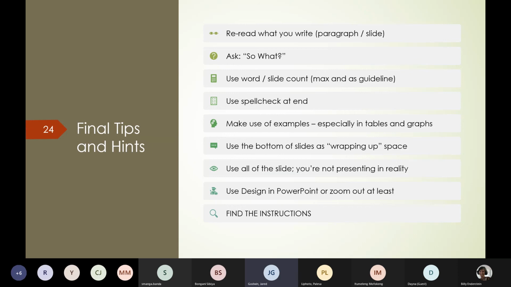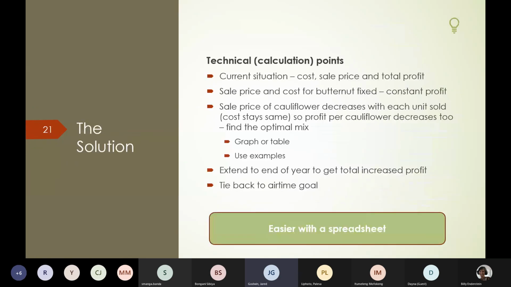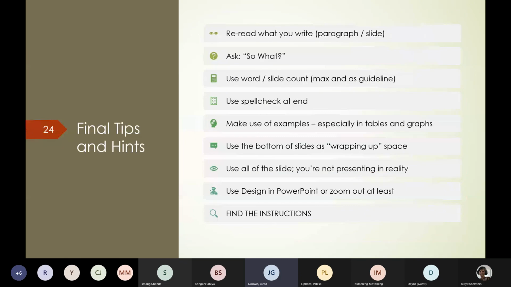Make use of examples. We've said that especially in tables and graphs, and hopefully you've seen in this question how to do that. And use the bottom of slides as wrapping up space. You would have seen that as well. This ties in with asking so what. If you feel that maybe you didn't make your point clear enough, or it's a very important point, as it was on the solution with the additional 320 Rand profit, that's quite a key point. You want to really wrap it up at the bottom with a bubble, or a block, or bold writing. Use that as a way to wrap up the slide and make your point.